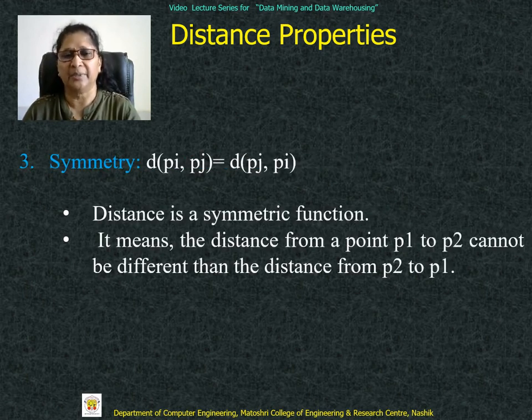The next property is symmetry. It says that the distance between any two points, say P1 and P2, cannot be different from the distance between P2 and P1. That is, if we compute the distance from P1 to P2, then the distance from P2 to P1 is not going to be different, they will be equal. So the distance between Pi and Pj is equal to the distance between Pj and Pi.